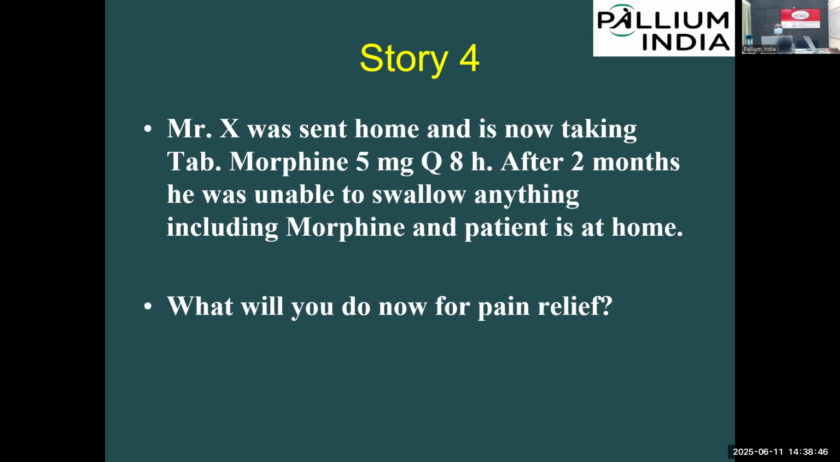Okay. So now this patient is at home and he was taking it regularly, 5 milligram 8 hourly. But after about 2 months, this patient was unable to swallow anything, including water. Probably this patient is at the end of life, and that's why he is unable to take anything orally, including water. So what will you do now for pain relief? If the patient doesn't take morphine, he is going to get severe pain. So how do you give pain relief for this patient now?